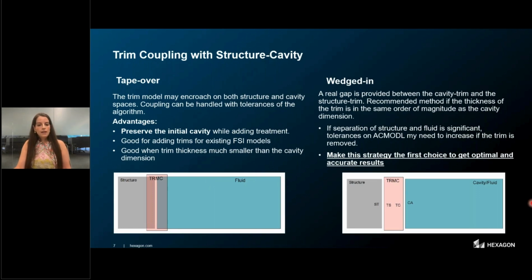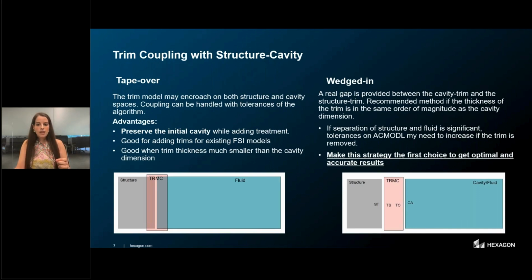Now, on the other hand, the wedged in approach that we just saw provides a real gap between the cavity trim and the structure trim. And this method is really recommended when the trim's thickness is on the same order of magnitude as the cavity dimension. The wedged in technique that you see over here is actually designed to accommodate thicker trims much more accurately.